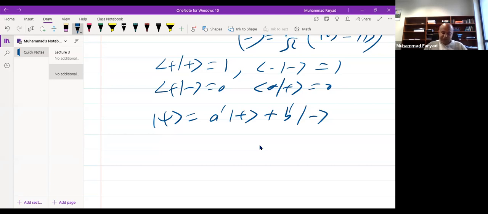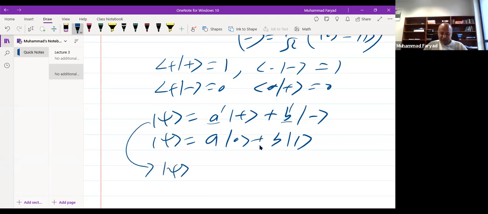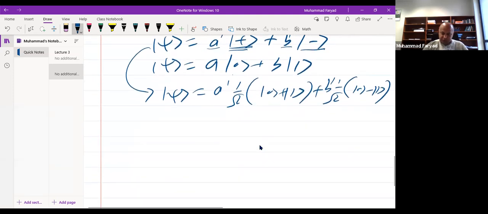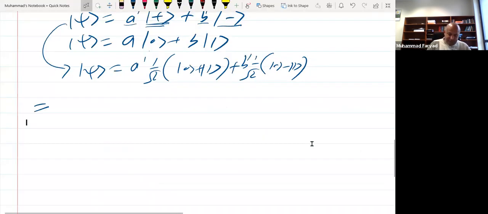For example, if you know that psi is A0 plus B1 and you want to find out what A prime and B prime are, all you need to do is put the values of plus and minus in terms of 0 and 1 and then collect the coefficient of the 0 and 1 states. For example, this plus is 1 over square root 2, 0 plus 1. This minus is 1 over square root 2, 0 minus 1.